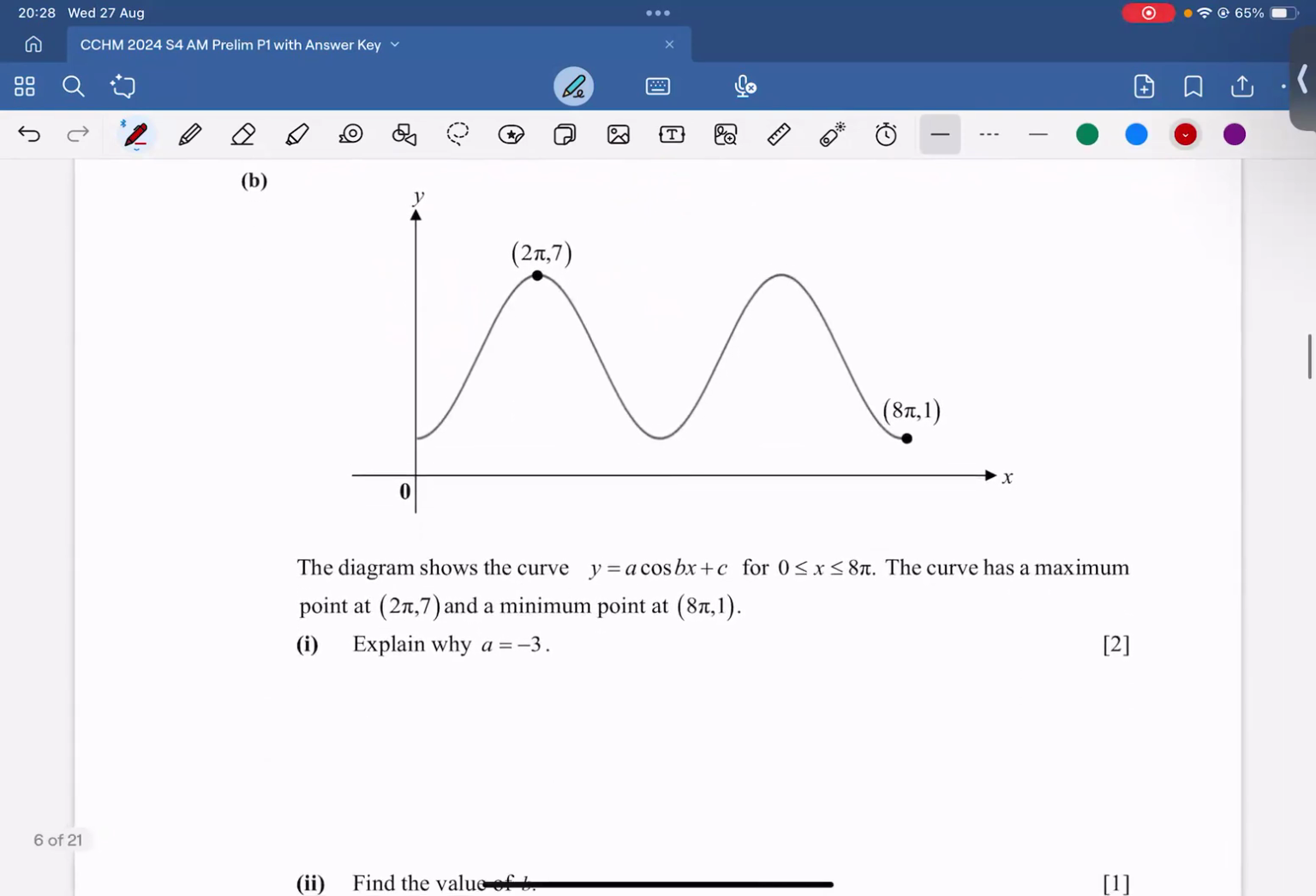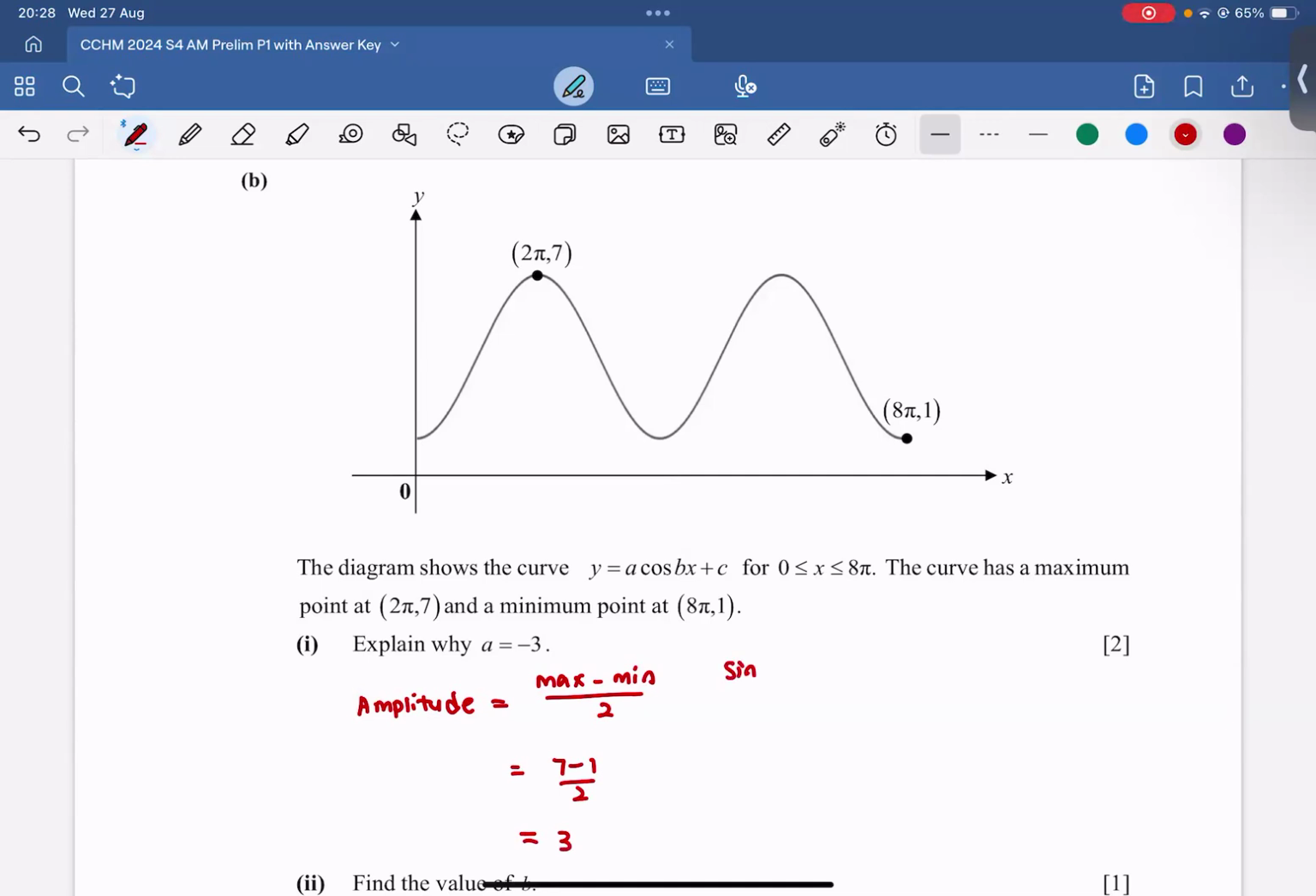The diagram shows the curve this. The curve has a maximum point of this and minimum point of this. Explain why this is -3. So first, A is related to amplitude. So we find amplitude. Amplitude is equals to maximum minus minimum divided by 2. So the maximum is 7 minus 1/2, we get 3. Okay, however, A is -3. So how do you explain the negative?